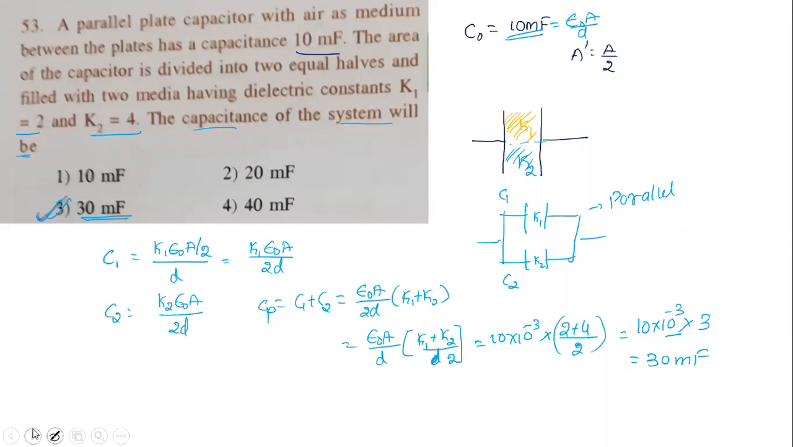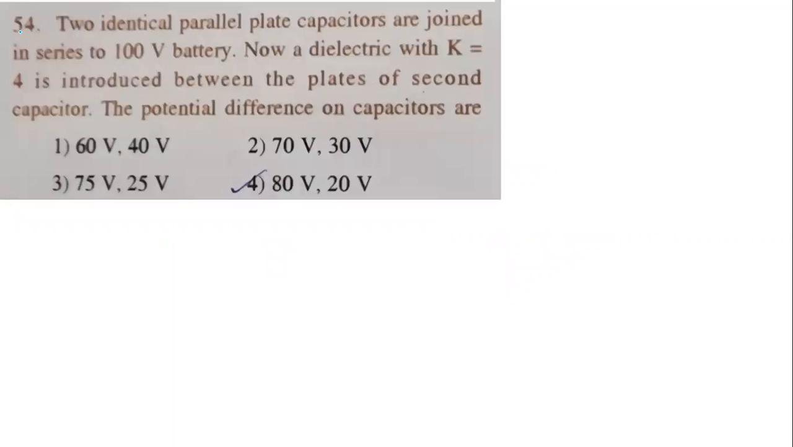Question number 54 is asking: two identical parallel plate capacitors are joined in series to a battery of 100 volt. Two identical parallel plate capacitors means C1 equal to C2 equal to C. They are identical in nature, connected to a battery of potential V equal to 100 volt. How are they connected? In series combination.